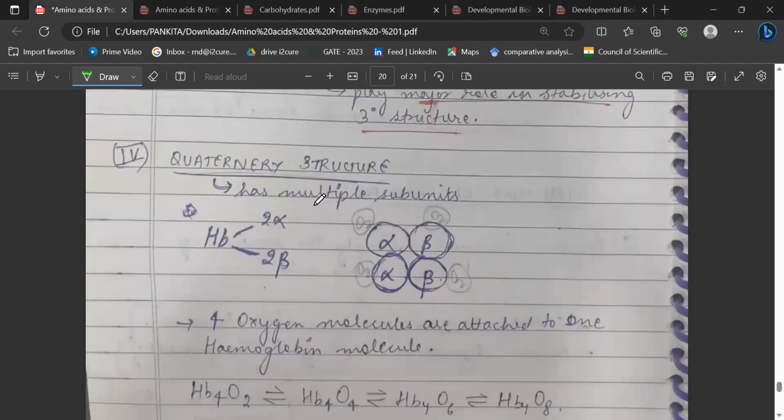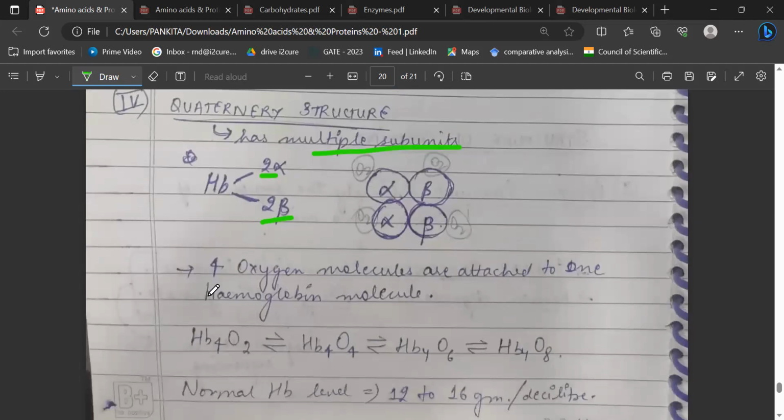The quaternary structure of a protein consists of multiple subunits. For example, hemoglobin has a quaternary structure in which there are two alpha subunits and two beta subunits. To one hemoglobin molecule, four oxygen molecules are attached. Basically, one oxygen molecule attaches to each subunit.